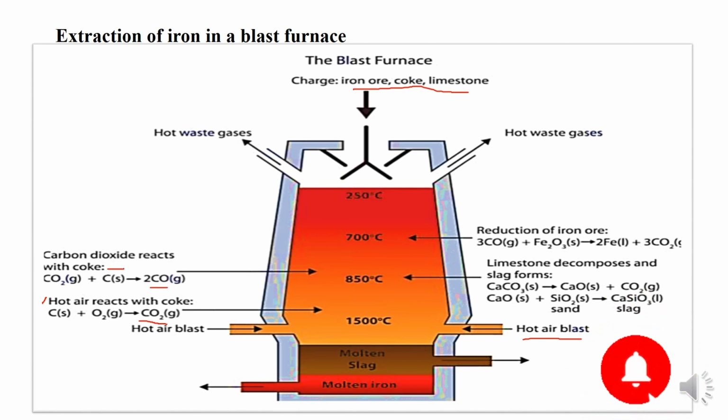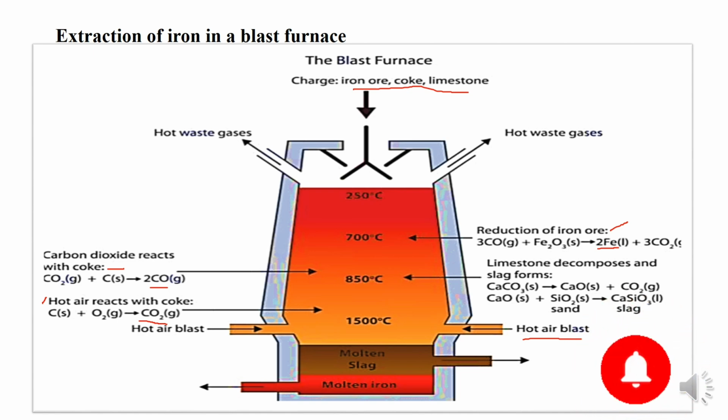Then when we talk of limestone, what is the essence of limestone in the blast furnace? Limestone is broken down into calcium oxide and carbon dioxide. The calcium oxide will further react with silicon dioxide, which is sand. As it reacts with silicon dioxide, it is going to form what we are calling calcium silicate, or slag.